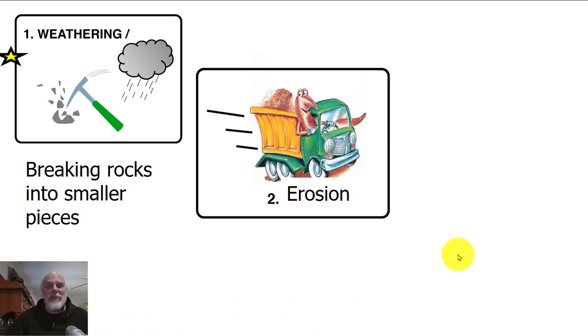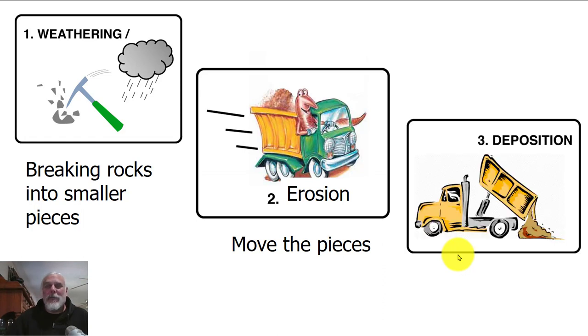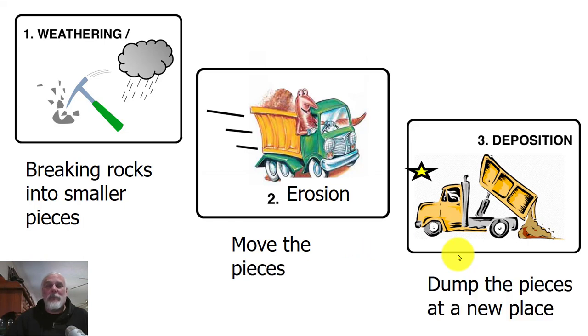Next thing you think about is maybe this dump truck. The dump truck picks up the broken rocks and carries them away. That's erosion, moving the pieces of rock. And finally, deposition. You see the dump truck dumping off the pieces of rock. Well, dump the pieces at a new place. That's called deposition.